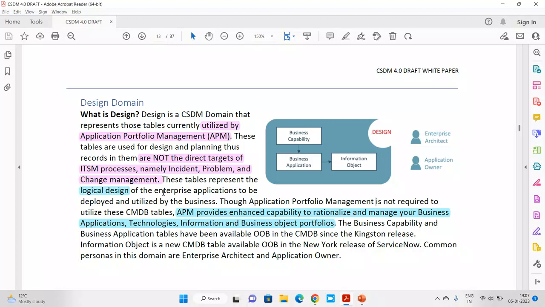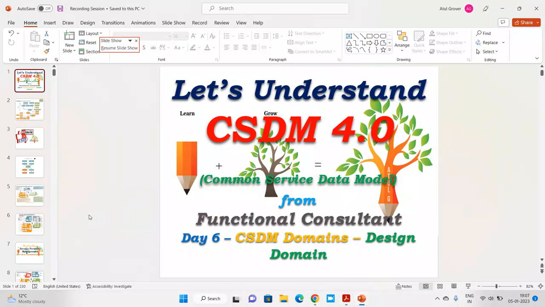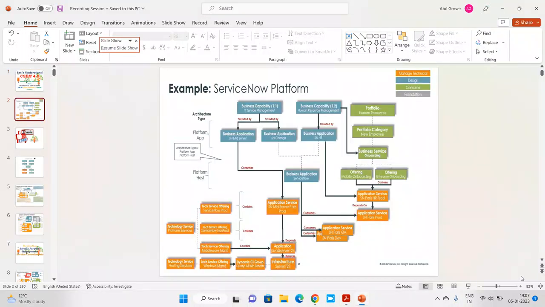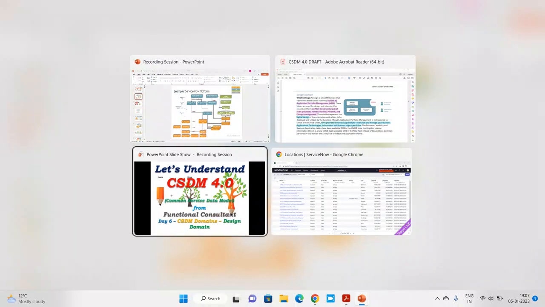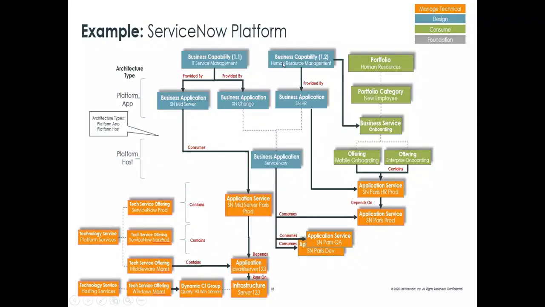These tables represent the logical design, that is how it is used. Let me show you one example which we took yesterday. If you go here and see, ServiceNow has business capabilities, ITSM and human resource. Maybe you can add more, ITOM, GRC, CSM. So those are the capabilities which ServiceNow provides.